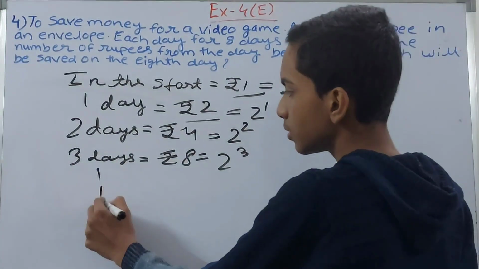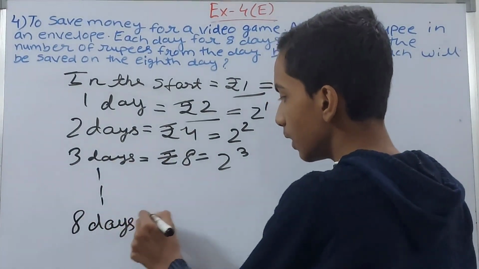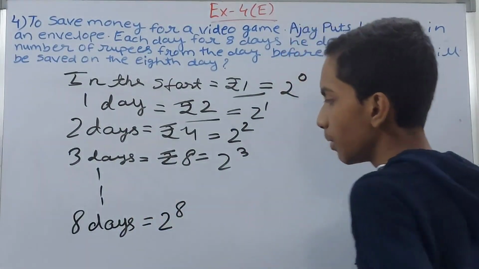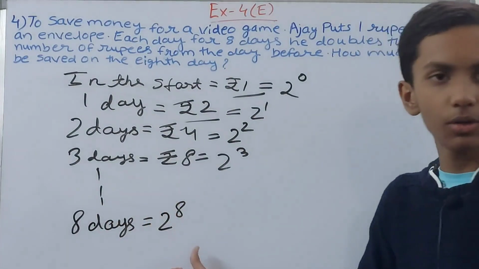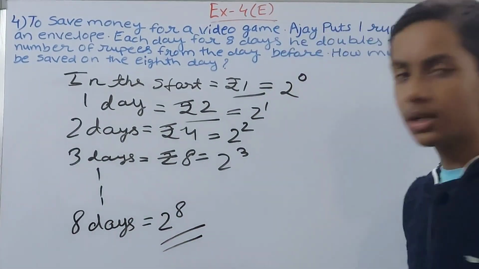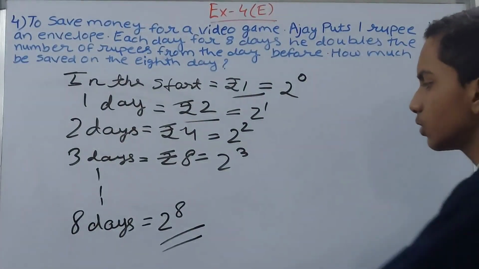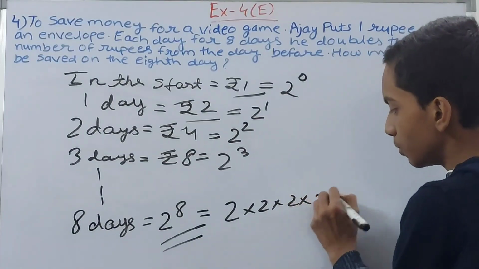So, after 8 days, our exponent will become what? 2 to power 8, because the number of days is the same as our exponent. So, after 8 days, our exponent also will be 8. Now, solve this 2 to power 8 to get the amount he had. So, what do we get here? 2 into 2 into 2 into 2 into 2, like this.